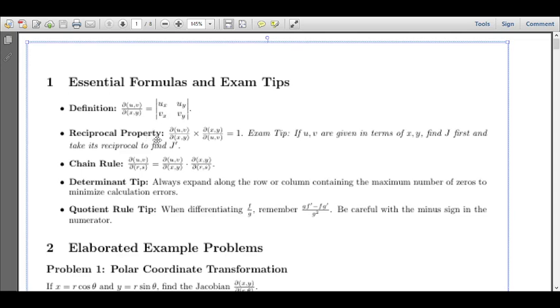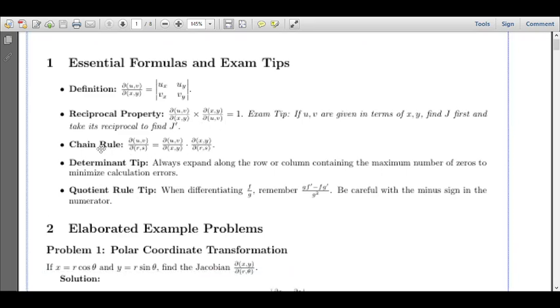The second one, the reciprocal property. The reciprocal property says whenever you have a Jacobian, dou of u, v by dou of x, y, multiply with its reciprocal, meaning 1 by J. If J is dou of u, v by dou of x, y, its reciprocal is dou of x, y by dou of u, v, then the corresponding product is equal to 1. So the reciprocal property says the product of the Jacobian and its reciprocal is always equal to 1.